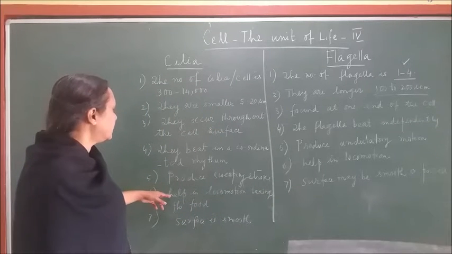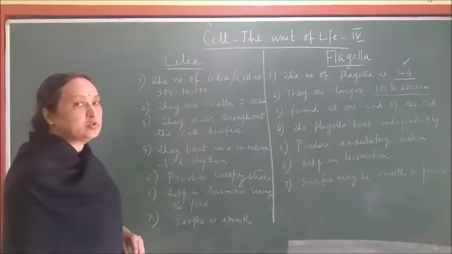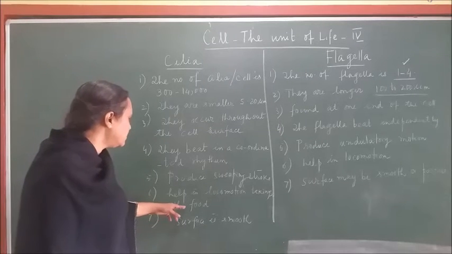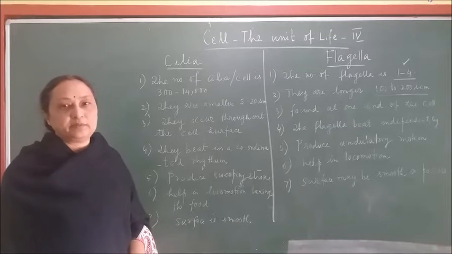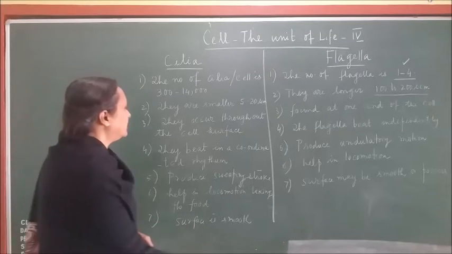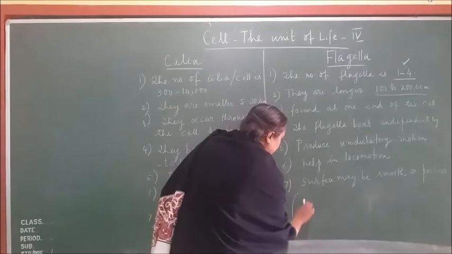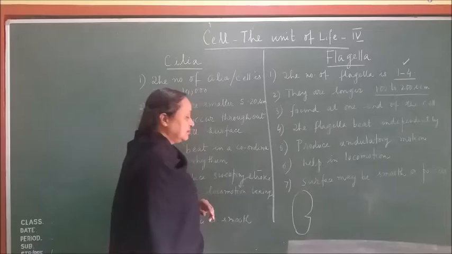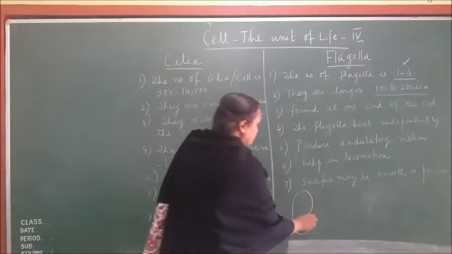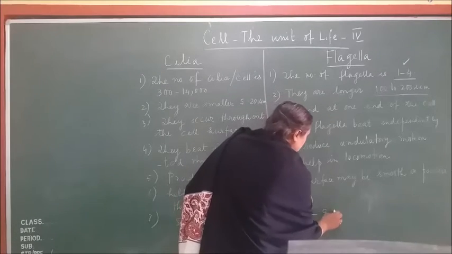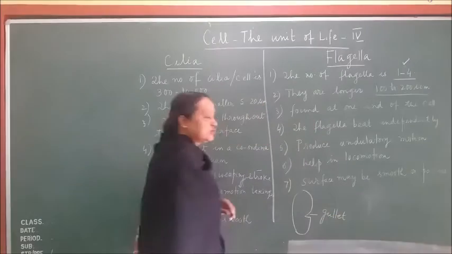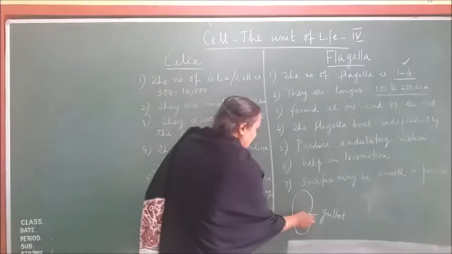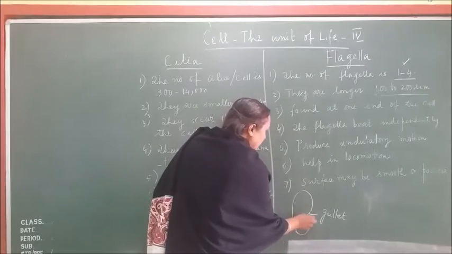Then what is the function of cilia? Cilia help in locomotion, in the movement of the organism or the cell, and in some organisms they have another role. For example, take the paramecium. You can see there is one opening, and that opening is called the gullet. The gullet serves as the mouth, the place through which the paramecium takes food.